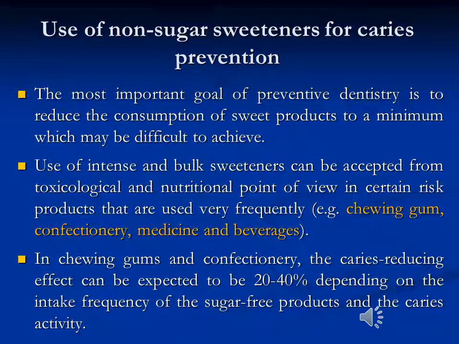Use of intense and bulk sweeteners can be accepted from a toxicological and nutritional point of view in certain risk products that are used very frequently, such as chewing gum, confectionery, medicine, and beverages. In chewing gum and confectionery, the caries-reducing effect has been expected to be 20 to 40%, and this depends on the intake frequency of the sugar-free product and the caries activity.